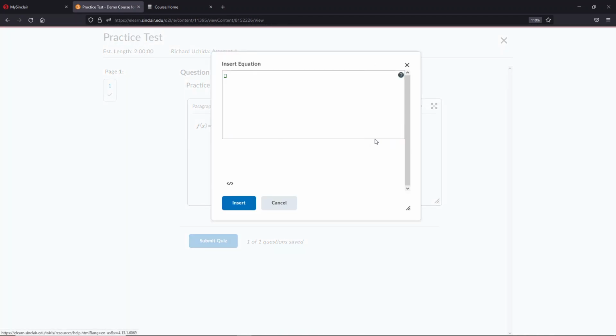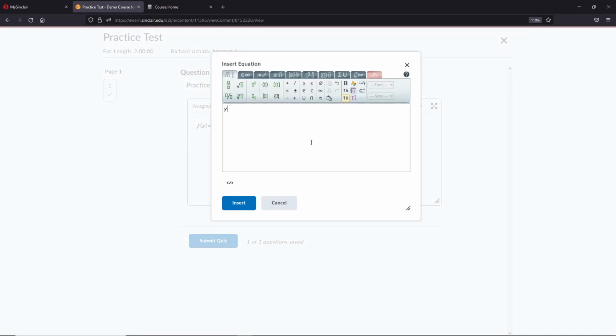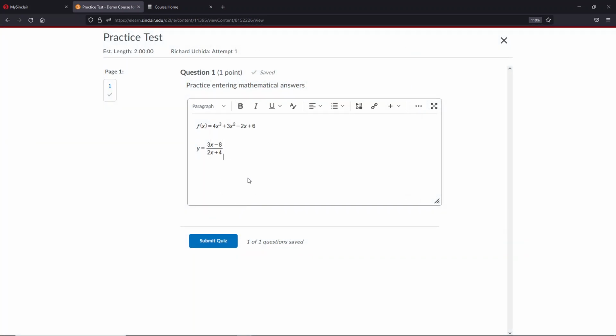Now let's try entering another one again. Clicking the graphical equation, let's say y equals, and now let's enter a rational function. So clicking the fraction, and let's say 3x minus 8 over 2x plus 4. That's one example.